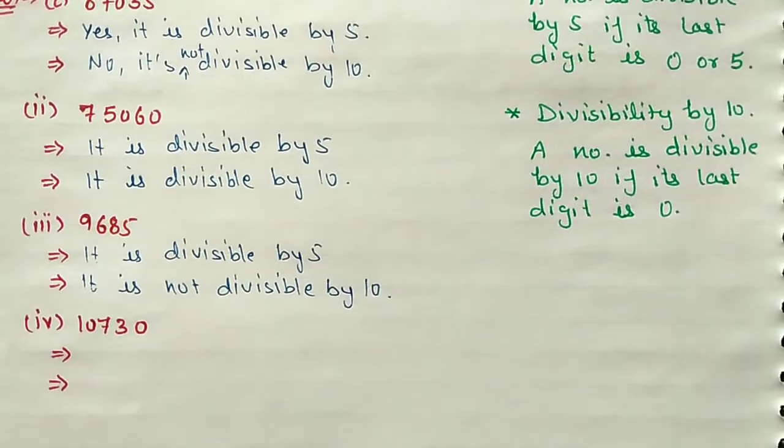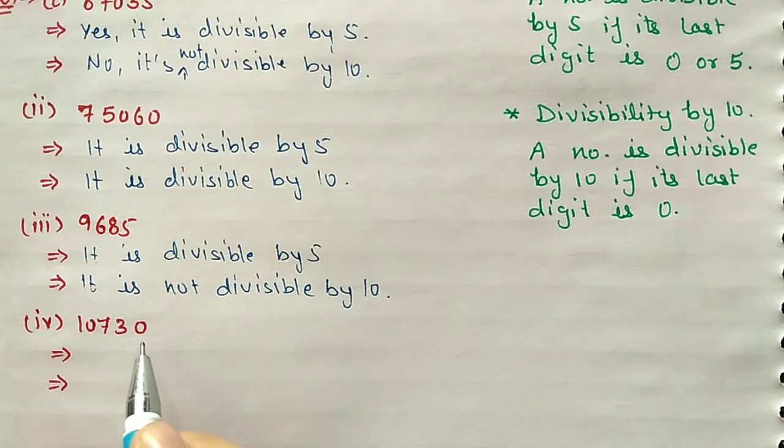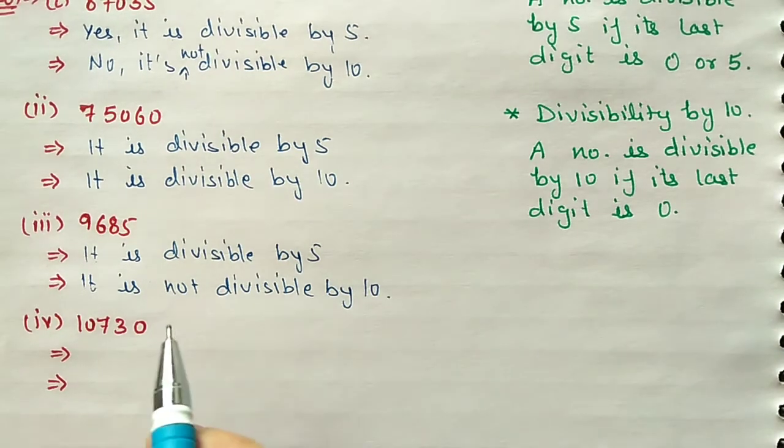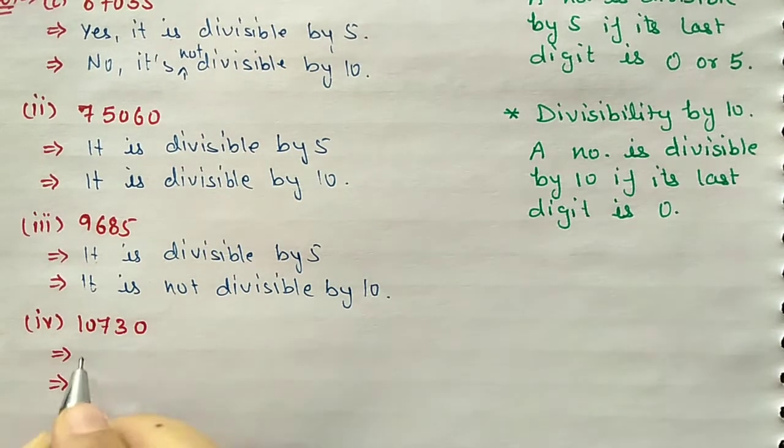Fourth number, 10730. Because the last digit is 0, it will be divisible by 5 and also by 10.